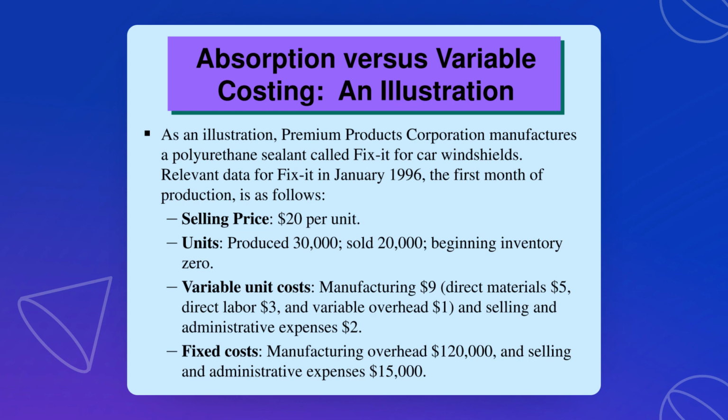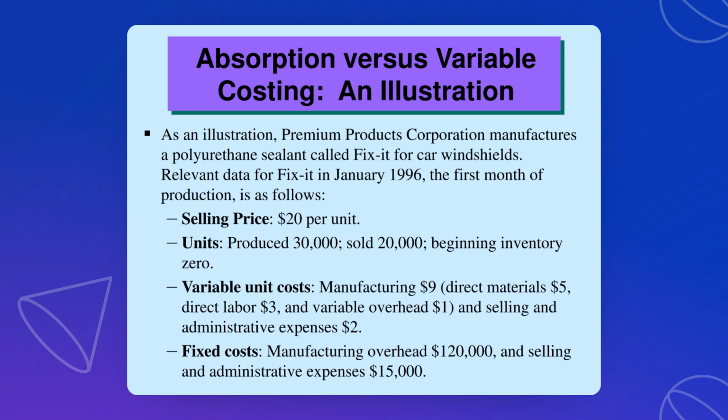Okay, sige. We go to this illustration. As an illustration, Premium Products Corporation manufactures a polyterrain sealant called Fix-It for car windshields. Relevant data for Fix-It in January 1996, the first month of production, are as follows. You have a selling price of $20 per unit, units produced of 30,000, units sold of 20,000, and a beginning inventory of 0.